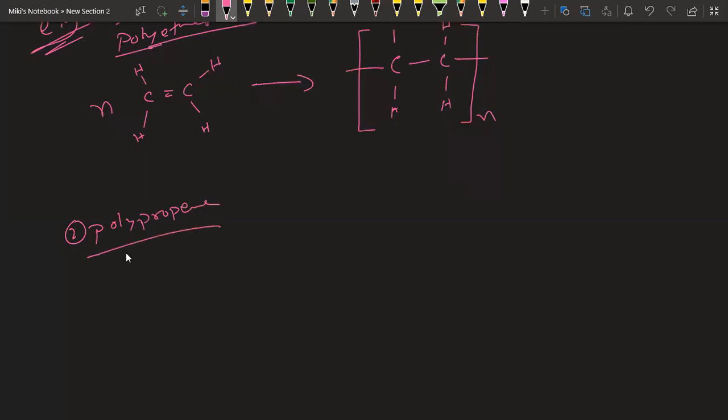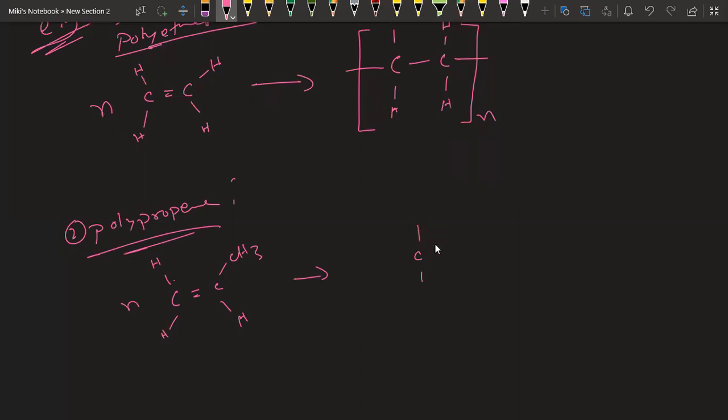Polypropene. So let's say polypropene, initially we have what? Propene, obviously we can understand from the name. We have to actually guess it from the names. Now propene has a structure of this, and we have n number of molecules. Now when they undergo polymerization, what happens?